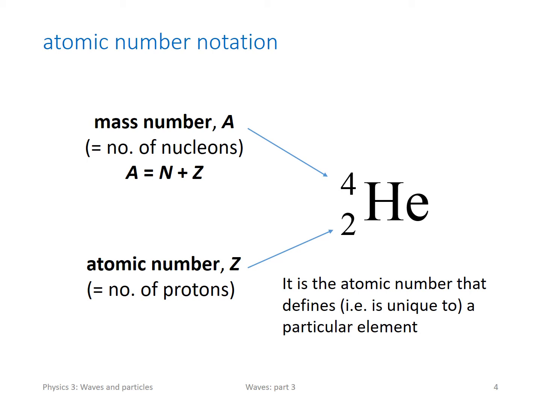The superscript 4 refers to the mass number. And the mass number, as we've just seen, is the total number of nucleons, in other words, the number of protons plus the number of neutrons. So in this example, helium-4, we know we must have 2 neutrons, because the atomic number 2 tells us that we've got 2 protons, and the mass number is 4, so the number of neutrons is just the mass number minus the atomic number.